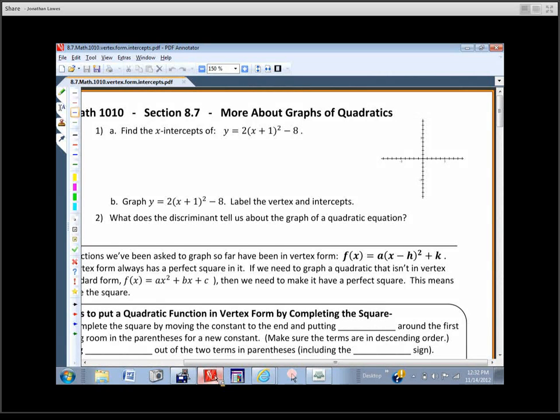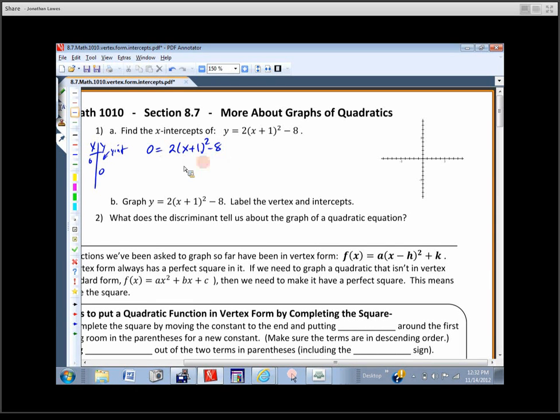If you're going to find intercepts, you make a little XY table, plug in a 0 for Y, plug in a 0 for X. That'll find the Y-intercept. And if you want to find the X-intercept, you plug in a 0 for the Y. So we're going to plug in a 0 right here. So this is going to be 0 equals 2 times x plus 1 quantity squared minus 8.